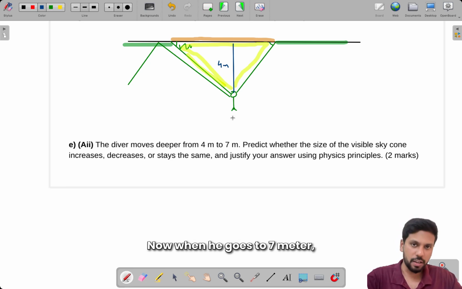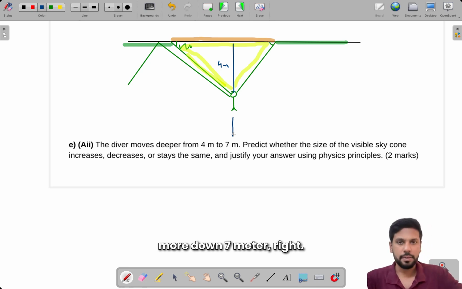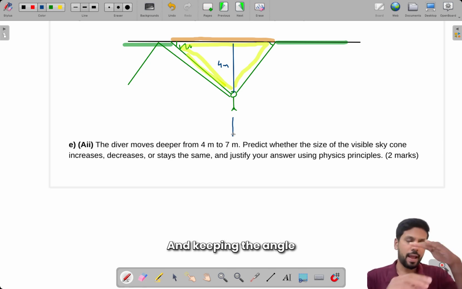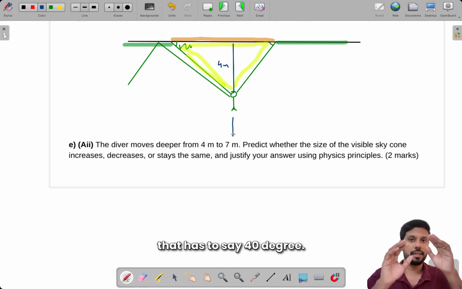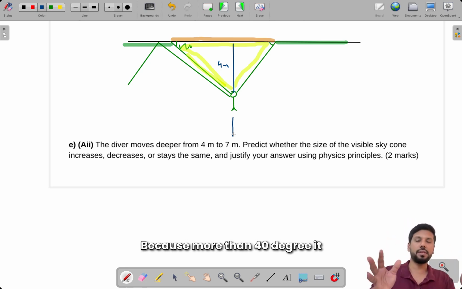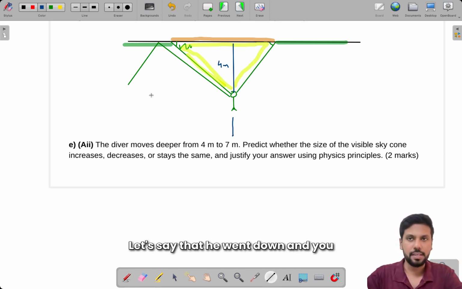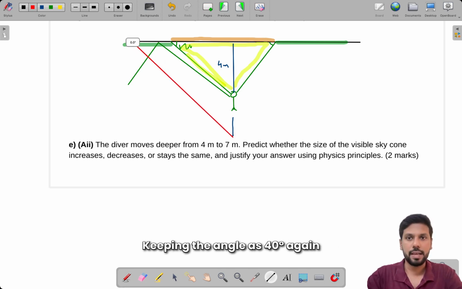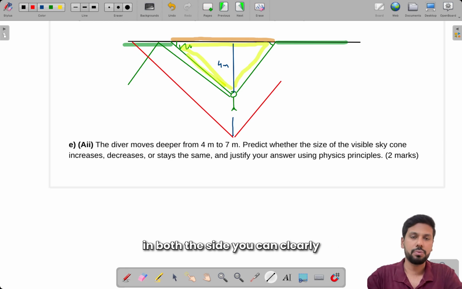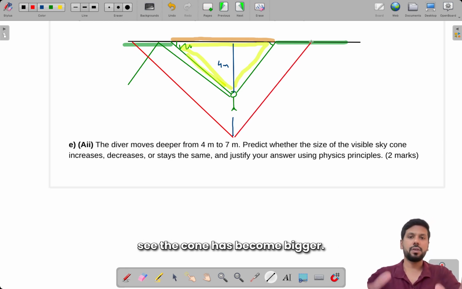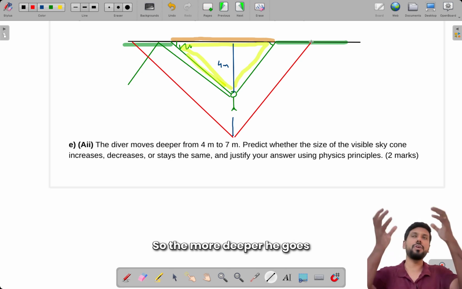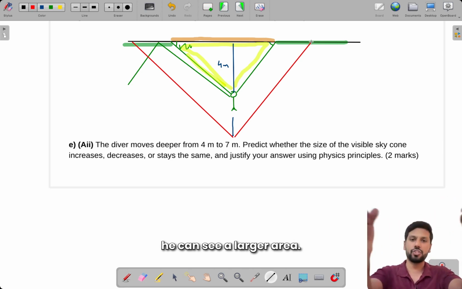Now, when he goes to 7 meter, let's say he goes more down to 7 meter, and we keep the angle of the cone at 40 degree, because more than 40 degree it will not appear. Angle cannot change more than 40 degree. Keeping the angle as 40 degree again on both sides, you can clearly see the cone has become bigger. So the deeper he goes, he can see a larger area.